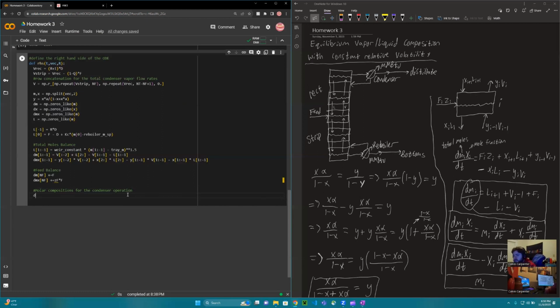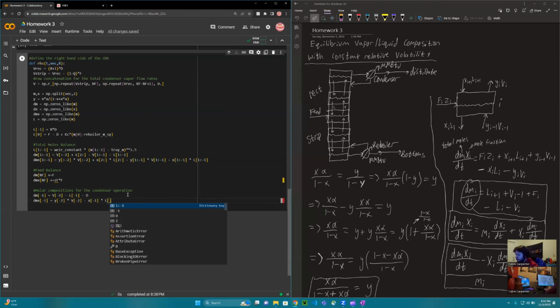So first we have the dM of -1 equal to V of -2 minus L of -1 minus D. dmx of -1 is equal to y of -2 times V of -2 minus x of -1 times L of -1 minus x of -1 times our distillate D.